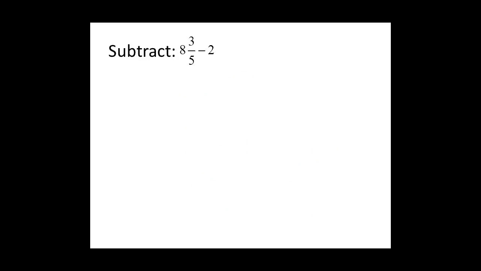Subtract 8 3/5 minus 2. We will line up our whole number parts and our fraction parts. Notice there isn't a fraction part for this number, so there is a 0 here. So we are going to subtract 3/5 minus 0. 3/5 minus 0 is equal to 3/5. That was easy. And 8 minus 2 is 6. So the answer to this problem is 6 3/5.